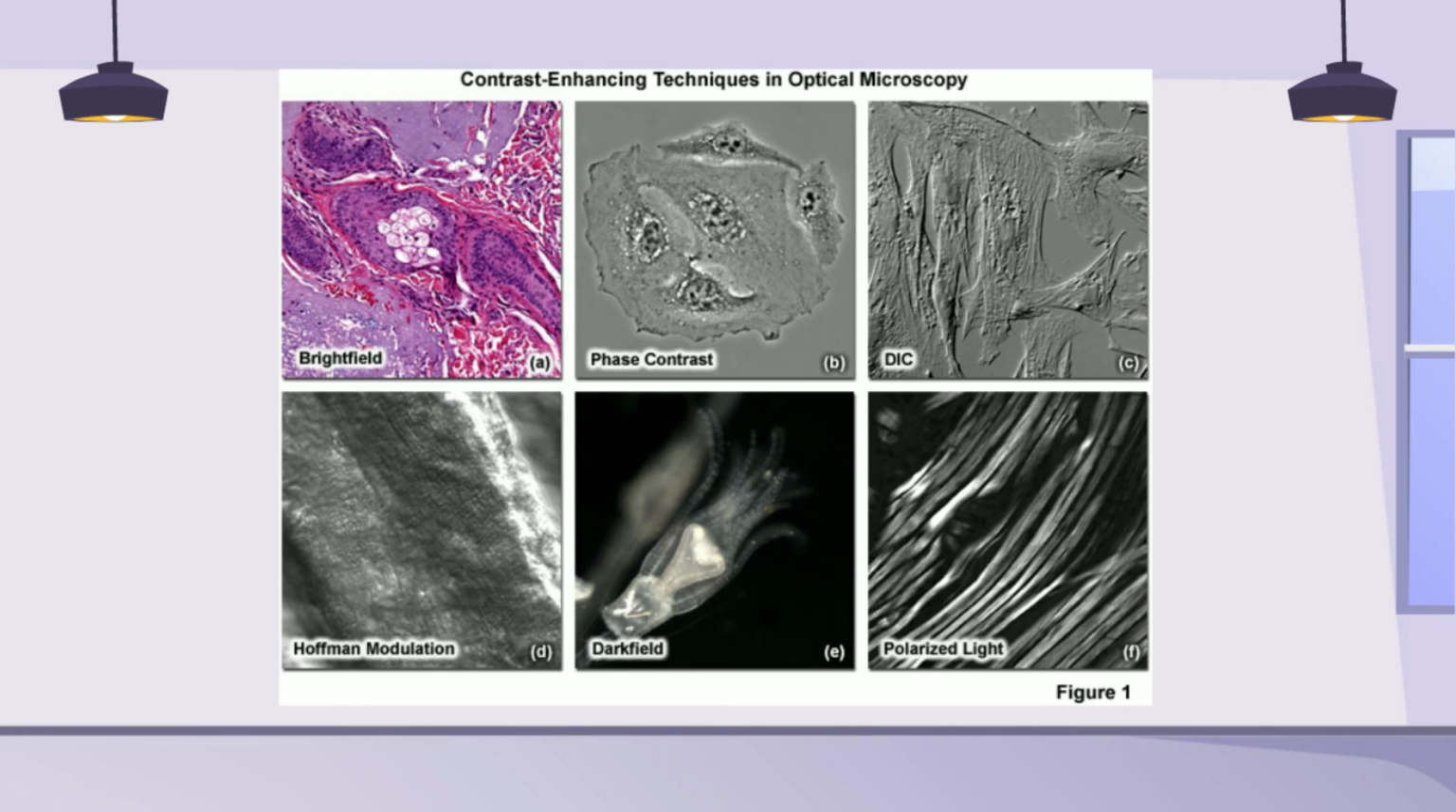So here are sample images taken by various types of light microscope. As you can see on the illustration, there is an image that was observed or taken by bright field microscope, phase contrast microscope, and dark field microscope.